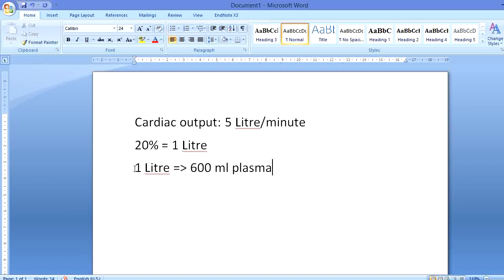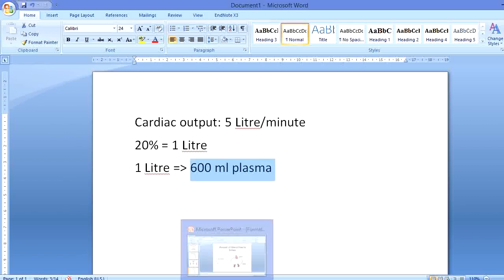So out of this 1 liter, this 1 liter is composed of 600 ml of plasma and 400 ml of cell material, or blood cells and protein, etc. 600 ml of plasma is there in the 1 liter of blood. So this 600 ml of blood reaches which portion?